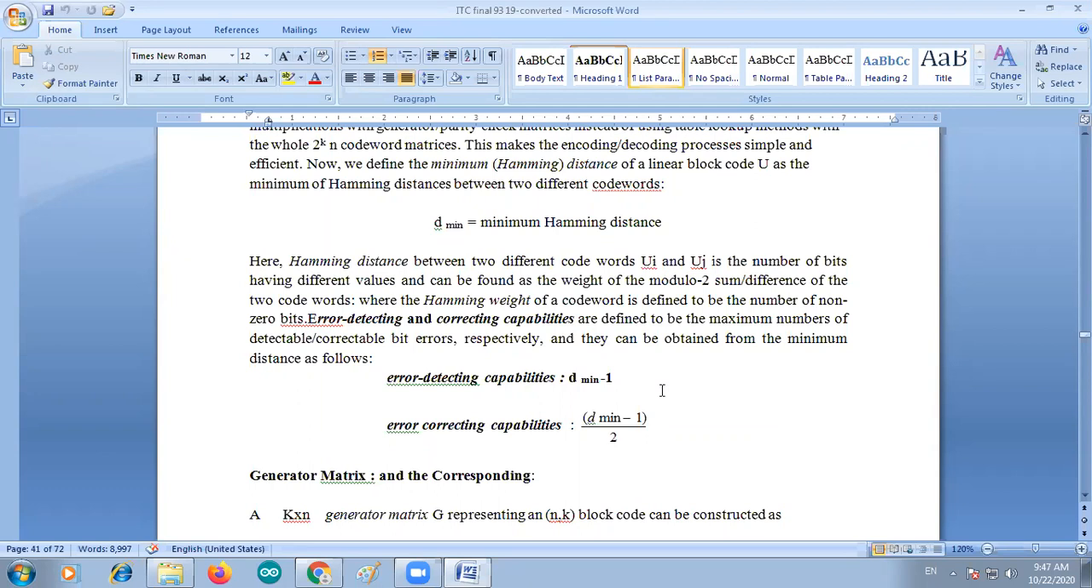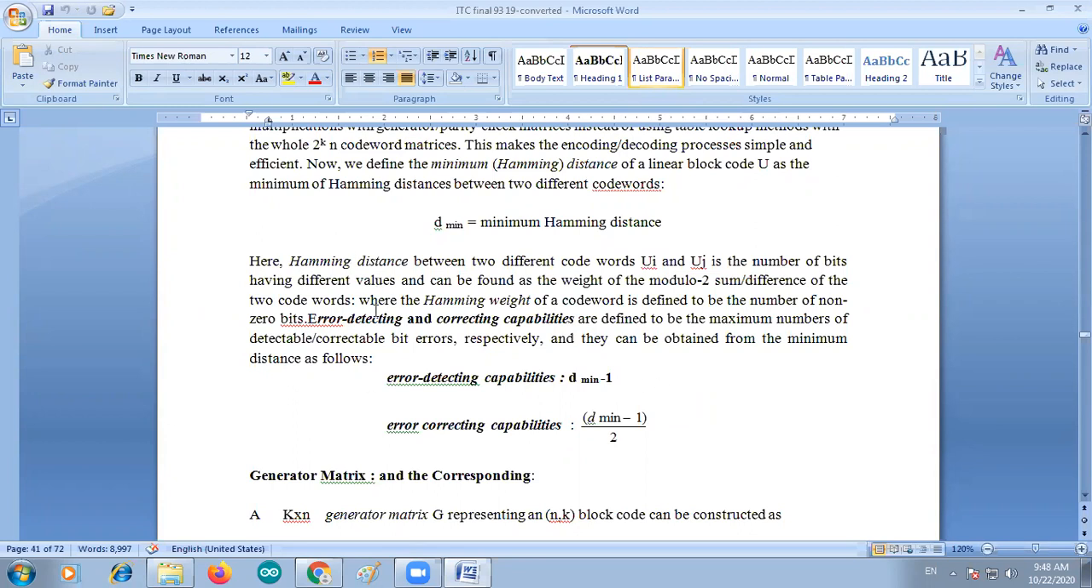For that linear block code, the error detection capability is D minimum minus 1, and the error correction capability is D minimum minus 1 by 2. These have to be calculated. The error detection and error correction capability are called the reliability of the information.